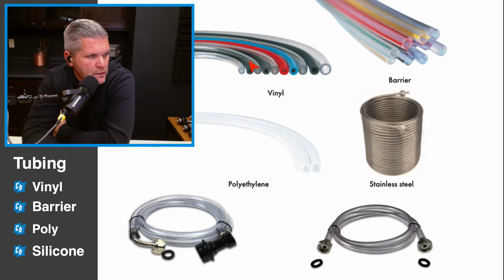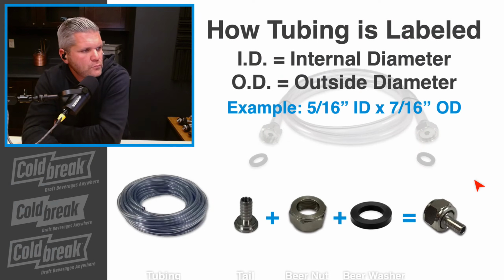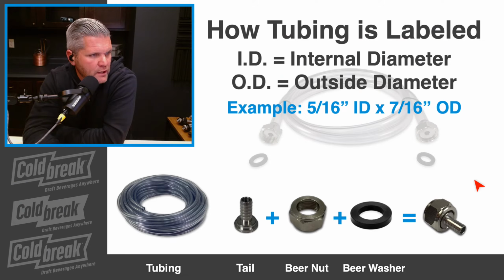Tubing can be cut, and once you cut it, you can attach all kinds of different fittings to it, typically called tailpieces. So you can cut your tubing to length, attach tailpieces, which go inside of a beer nut, which then uses a beer washer between your connections. And this is what it looks like when all three of these are stacked together.